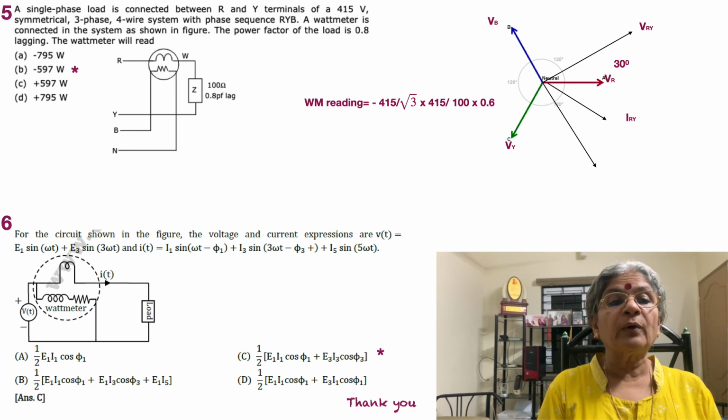Symmetrical 3-phase 4-wire Y system with phase sequence R-Y-B. Everything is as normal. The wattmeter is connected to the system as shown in the figure. The power factor of the load is 0.8, that's also given, lagging. The wattmeter will read what it sees.